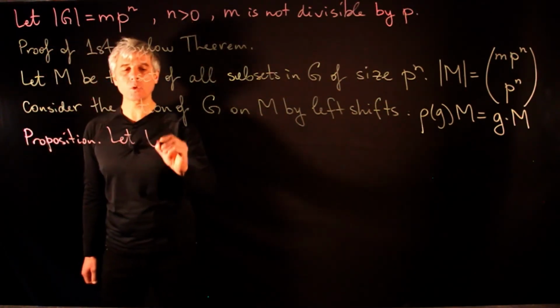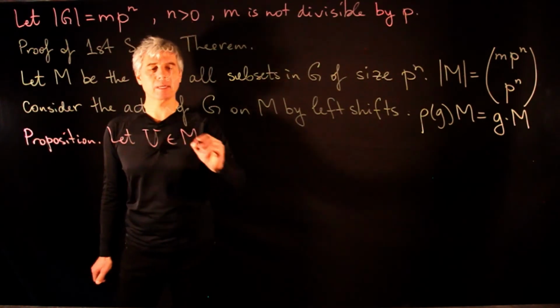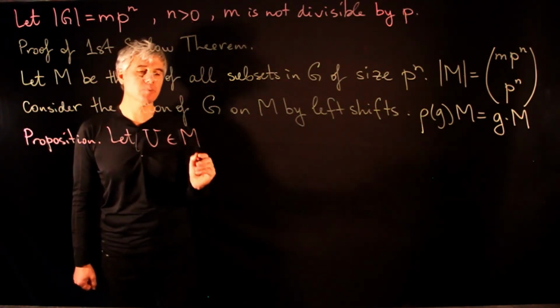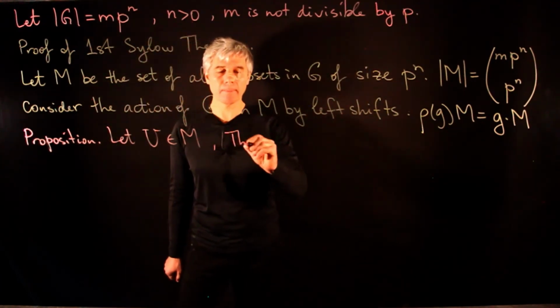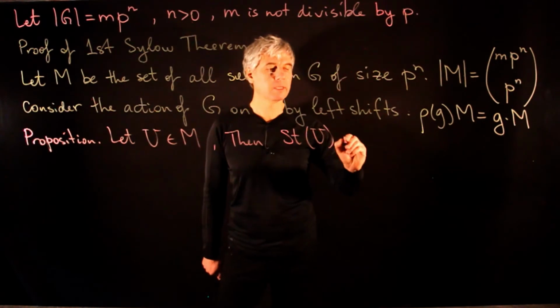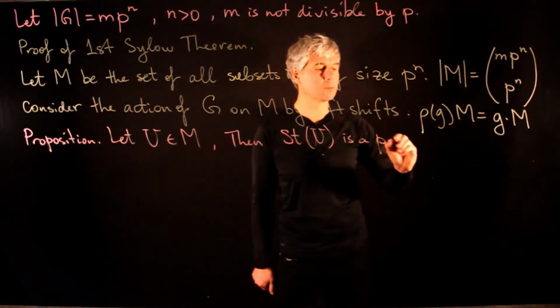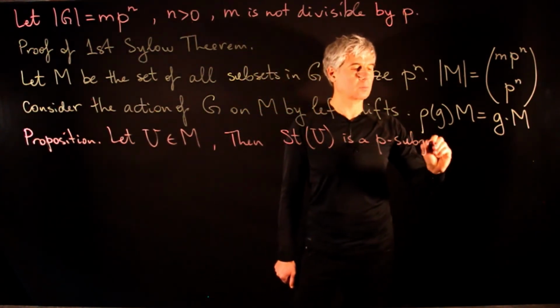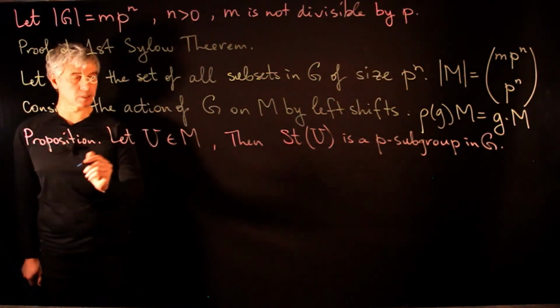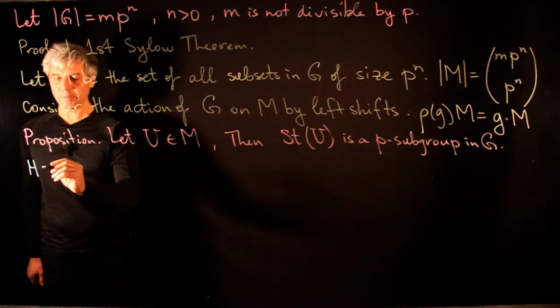Let U be an element in M. So this means that U is a subset in G of size p to the n. Then the stabilizer of U is a p subgroup in G. Let us prove the proposition. So let's denote the stabilizer by H.